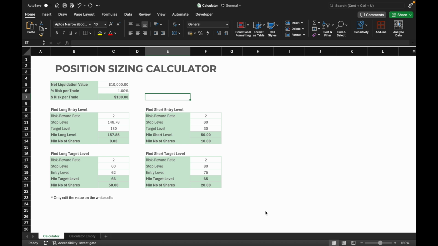Hi everyone, in today's video I will discuss how to find your entry and target levels in trading as well as the minimum number of shares to buy or sell. I will also demonstrate how to create your own entry and target level calculator using a spreadsheet.